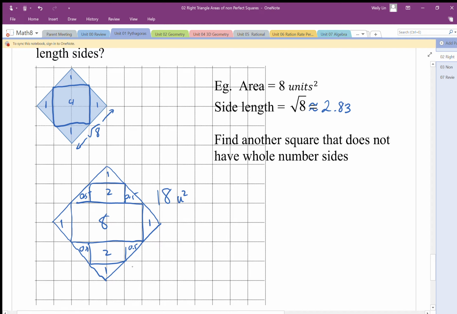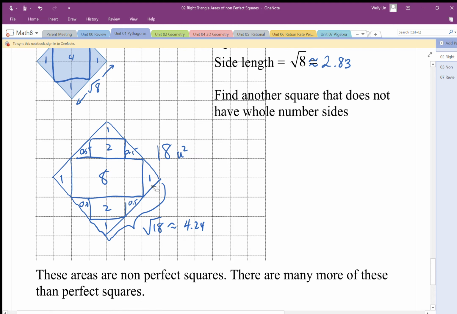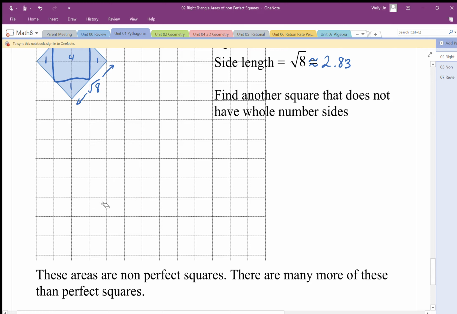So the side length here must be square root 18, which is approximately 4.24. So this would be an easy way to draw another square that does not have whole number sides. Okay, so this is going to be about 4.24 or square root 18 in length. And there's lots of these. So this is an easy way to do it, just drawing it at 45 degrees. I'm going to show you another way. And this one's a little bit harder. I'll go into a little bit more detail how to do this.